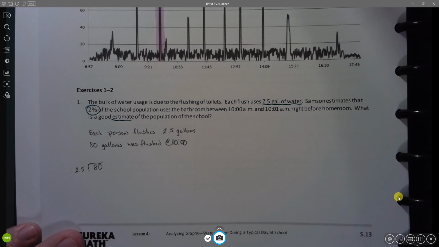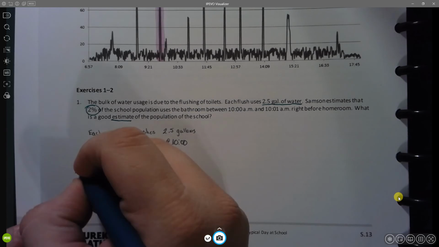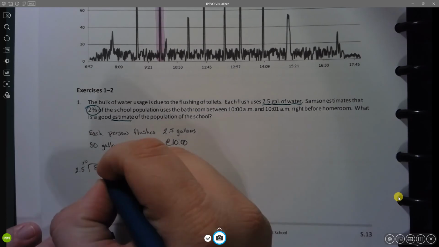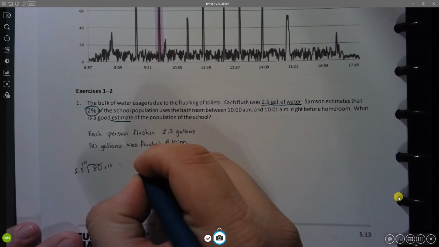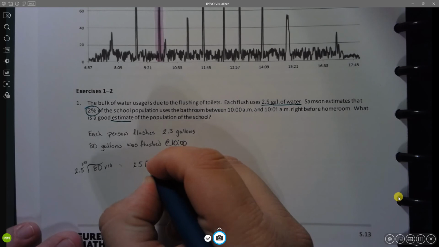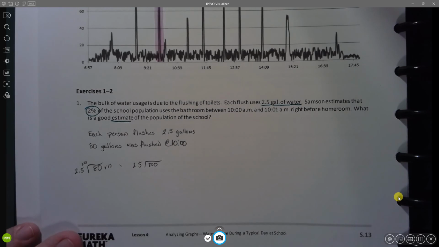I hate decimals. So, division with decimals. Oh, that's right. I can multiply both 2.5 times 10 and 80 times 10 to get rid of that decimal. So instead, this is 25 divided into 800. Well, that's good. It's an easy thing to get rid of.